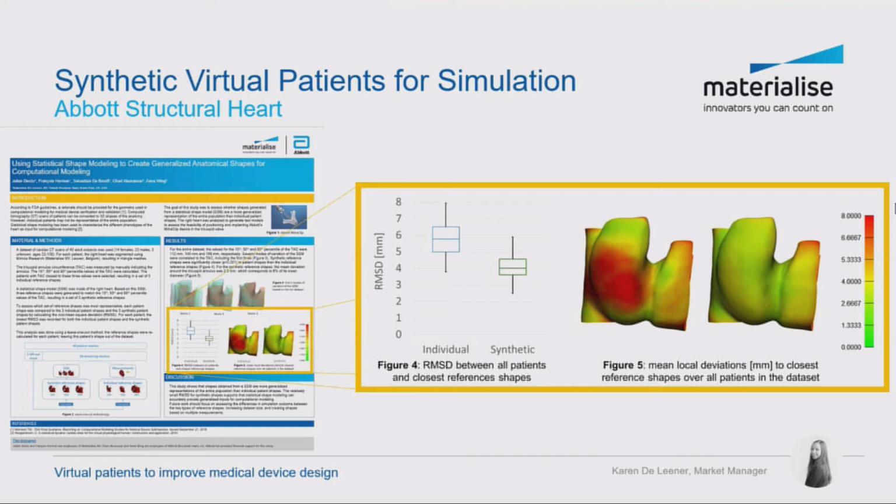And here we used the right heart to analyze and generate test models to assess the feasibility of positioning and implanting Abbott's TriClip for the tricuspid valve. And the results of this study show that those synthetic virtual patients obtained from an SSM are more generalized representations of the entire population than an individual one.